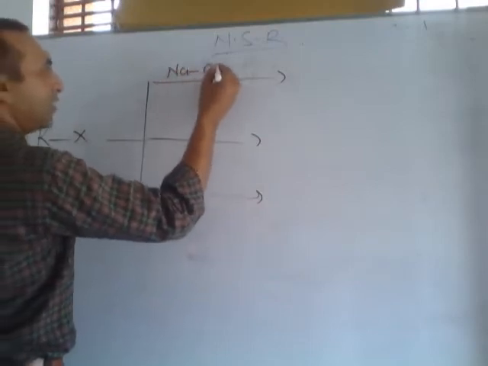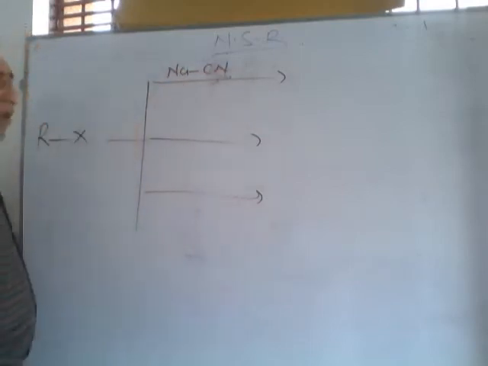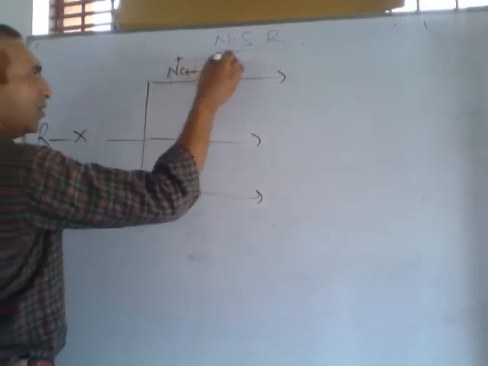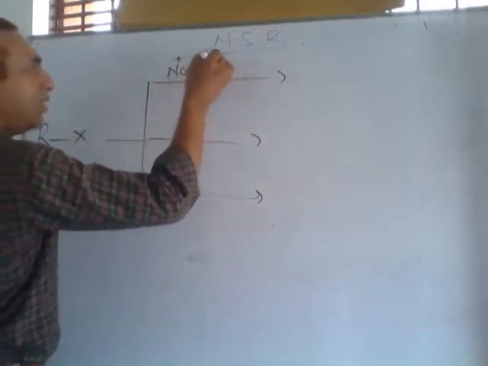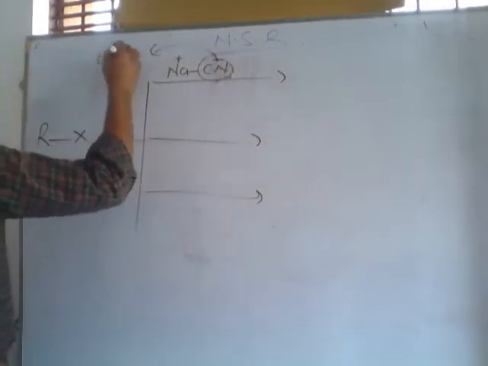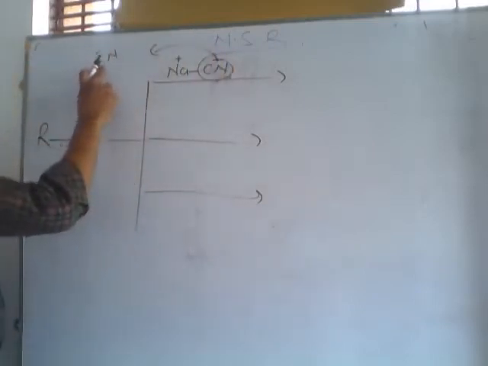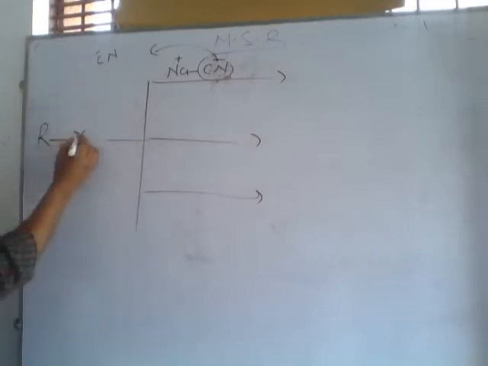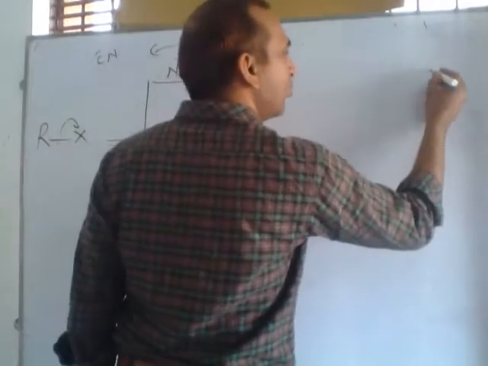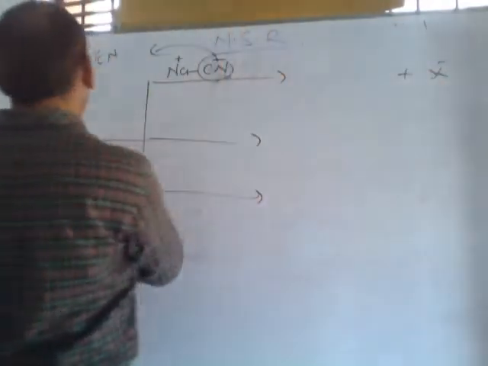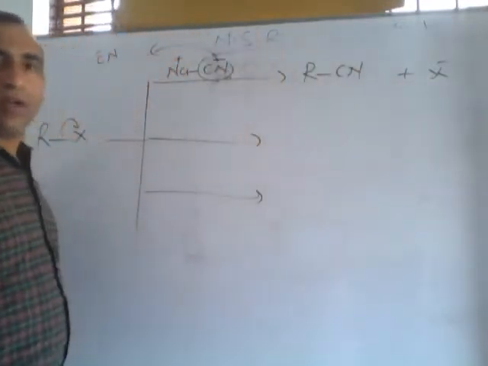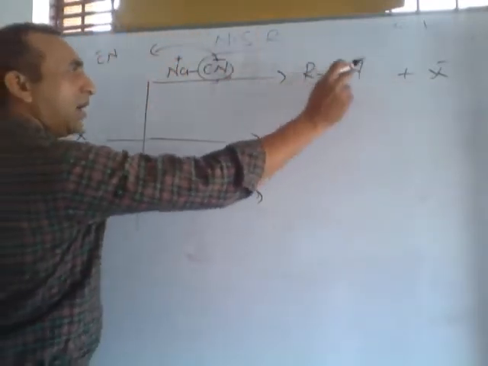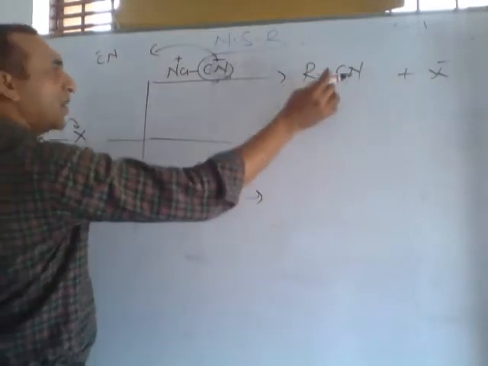This is NaCN, sodium cyanide. Sodium cyanide is an ionic compound. This ionic compound easily ionizes and gives CN minus. This is a nucleophile. This CN minus easily replaces the halogen, because the electrons are attracted toward the halogen. The halogen leaves with the electron pair, and instead of X, CN is connected. This is the product. The product is alkyl cyanide, otherwise nitrile.